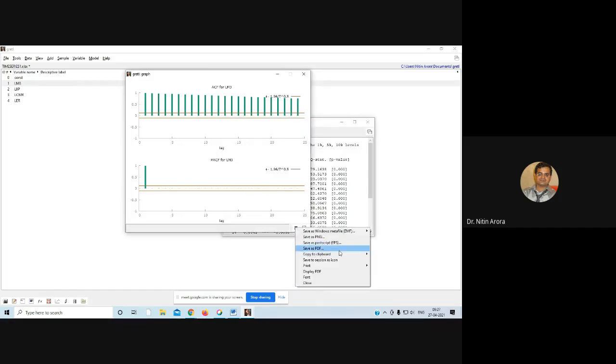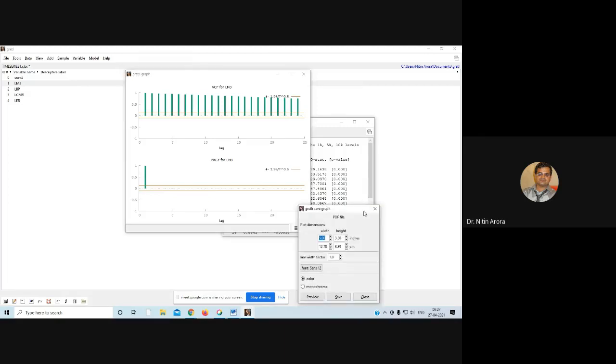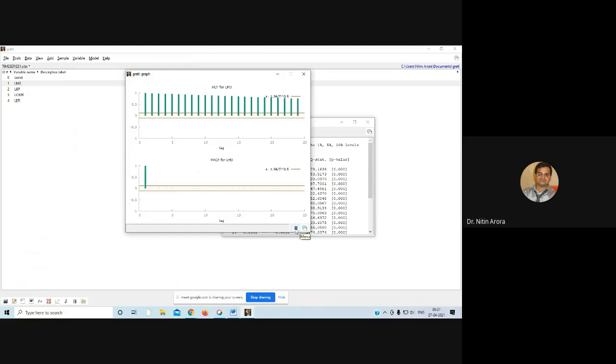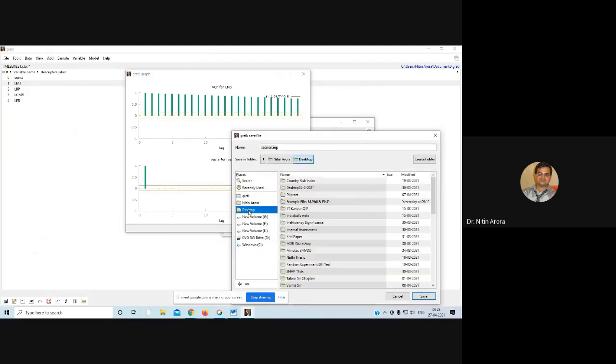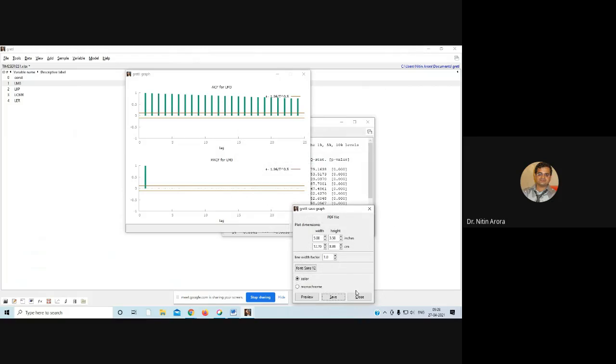We can save this graph in any format. You can click here. See, these three menu lines are appearing at the right bottom of this autocorrelation function graph, or what we say, the correlogram. Click here: save as PNG, PS, EMF, PDF. I save in the PDF format, on the desktop. The graph session INP has been saved.